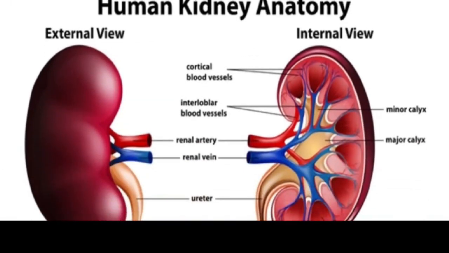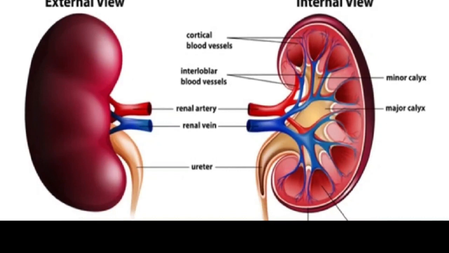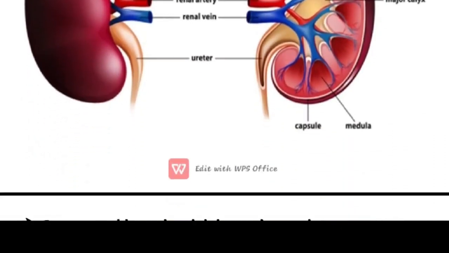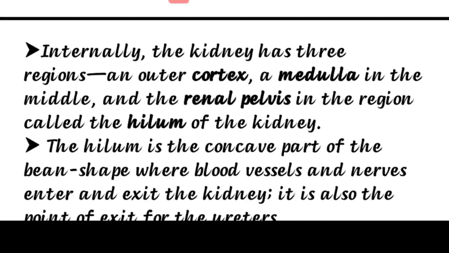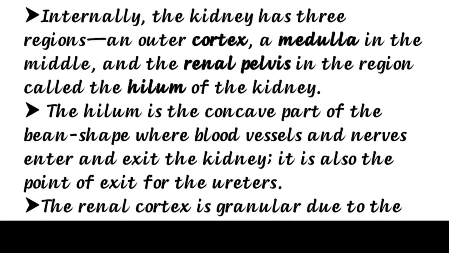This is your external view of kidney. So there is one renal artery, renal vein, and this tube is ureter. Okay, so now the kidney has 3 main regions: outer cortex, medulla, and the renal pelvis. And there's a depression from where all the 3 tubes are entering. That entrance is known as hilum. Hilum is the concave part of the bean shape where blood vessels and nerve enter and exit the kidney.